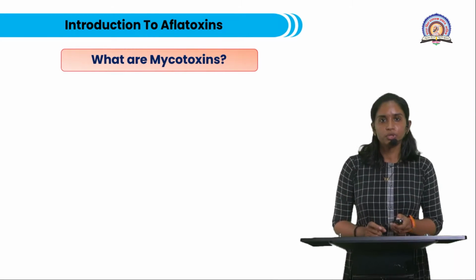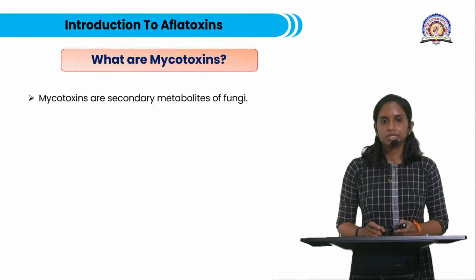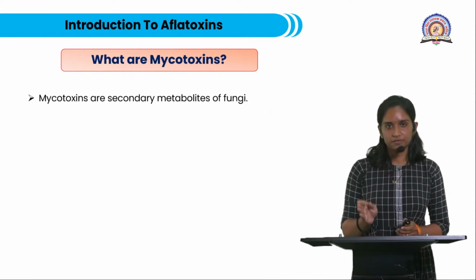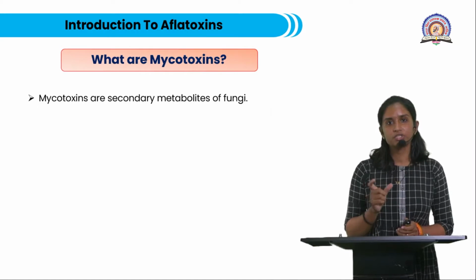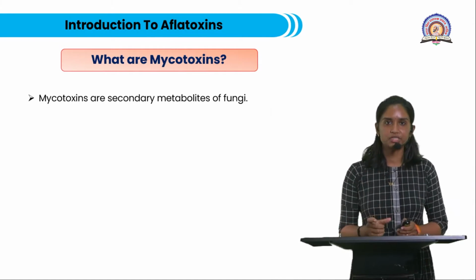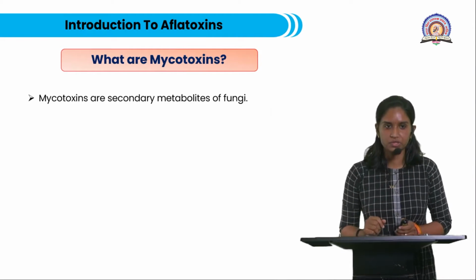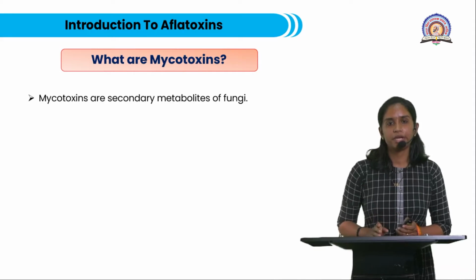Before going to aflatoxin directly, we will discuss the concept of mycotoxin. If we see, there are two parts of this word. One is myco, which refers to the fungal origin, and second is toxin, that means a substance that has hazardous effects if it is consumed by human beings. So, these mycotoxins are the secondary metabolites of the fungus.